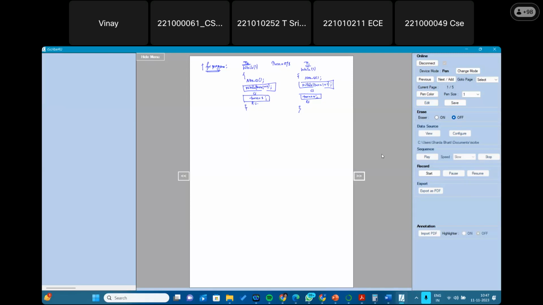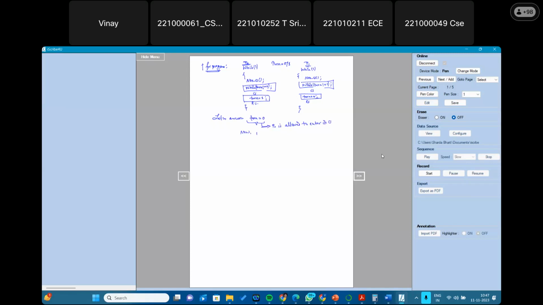let us assume initially turn equals to 0. Let us assume the value of turn equals to 0. So turn equals to 0 means what? Process P0 is allowed to enter its critical section.